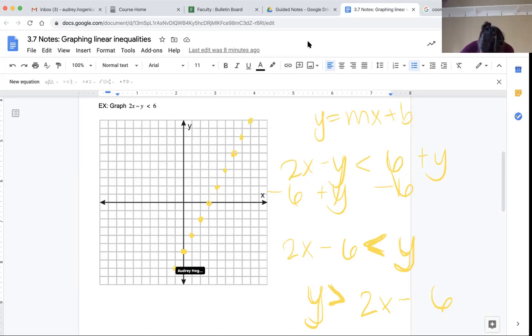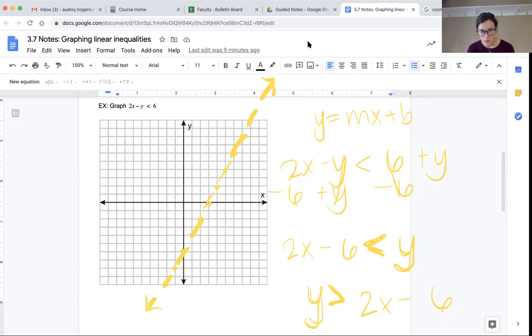Then I'm going to remember my handy little hint that said greater than or less than is a dashed line. So I'm going to make a dashed line instead of a solid one, because a dashed line indicates that it cannot equal any point on that line. A solid line would say it's all right if it equals this. Our inequality says it's not okay if it equals this. So we draw a nice little dashed line.